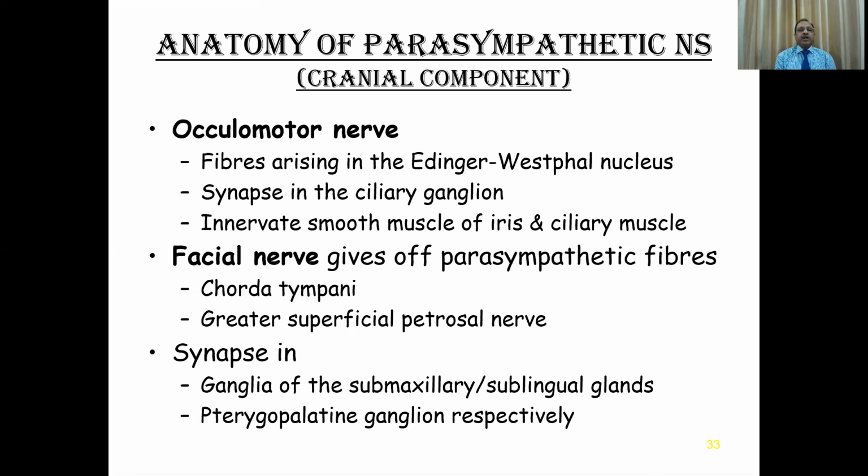A little more detail about the cranial component of parasympathetic nervous system. The oculomotor nerve arises from the Edinger-Westphal nucleus, synapses in the ciliary ganglion, and innervates the smooth muscle of iris and ciliary muscle. The 7th nerve gives off parasympathetic fibers to chorda tympani and the greater superficial petrosal nerve. After synapsing in ganglion of submaxillary and sublingual glands and in pterygopalatine ganglion, the post-ganglionic fibers reach the effector organs.